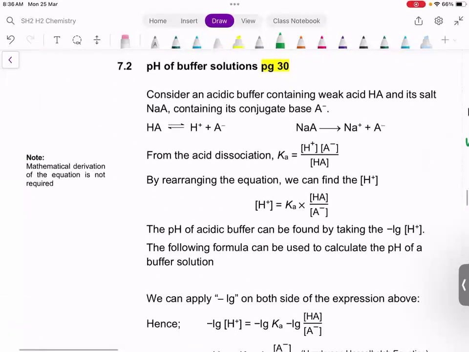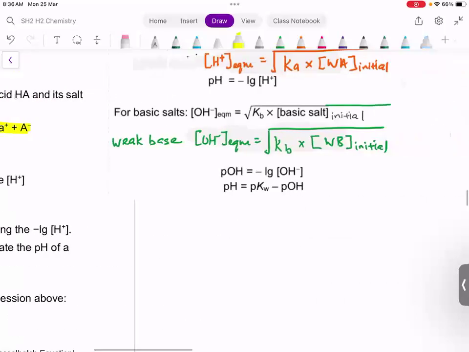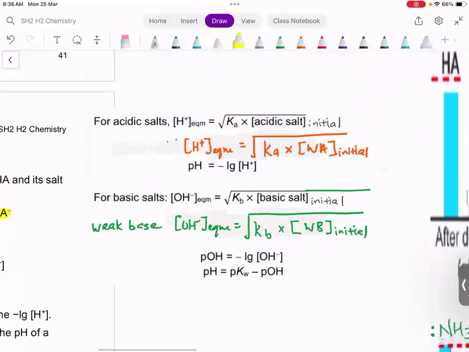Okay, so how do we calculate pH of a buffer? This is the part. Let's look at page 30. So remember, the acidic buffer is formed in the presence of a weak acid and the salt added together. Remember, this is what we have used as my expression or so-called shortcut when we are dealing with pH of acidic salt or pH of a weak acid.